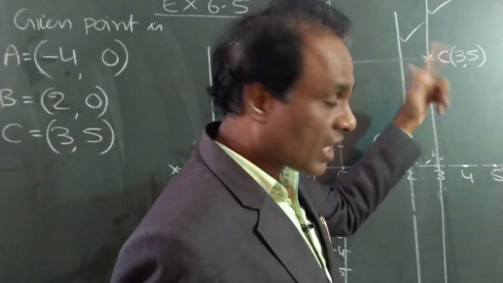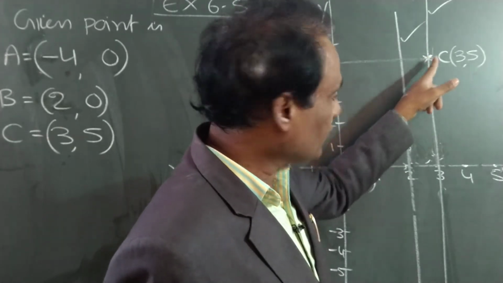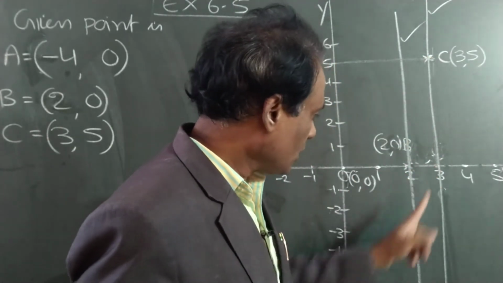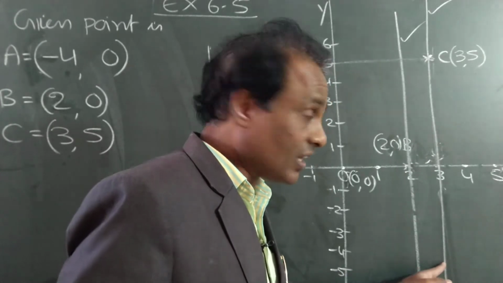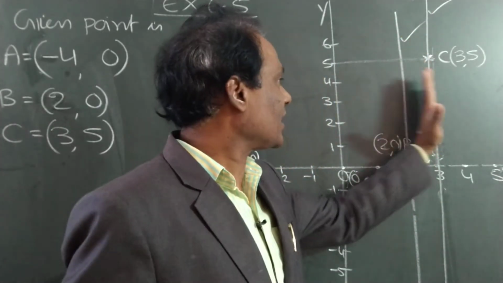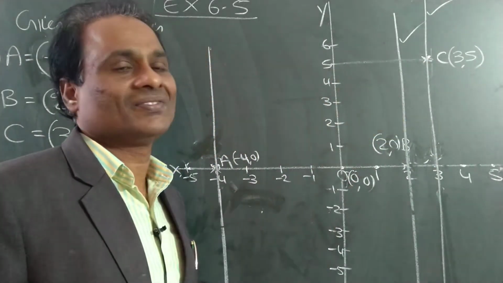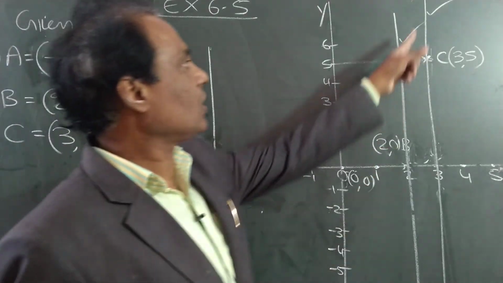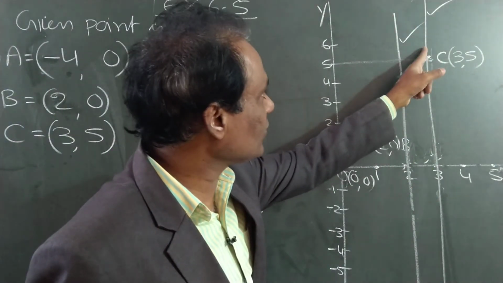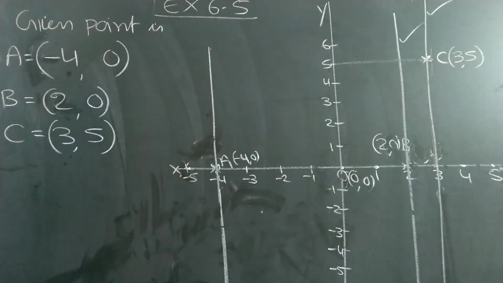That means safe side. After marking this, here also take 3. Somewhere here take horizontal distance 3. Join them. We will get an exactly parallel line. Otherwise, we will get a cross. So draw the line through this point which is parallel to y-axis.